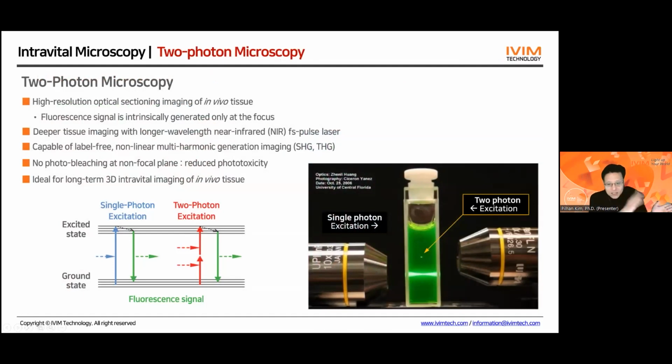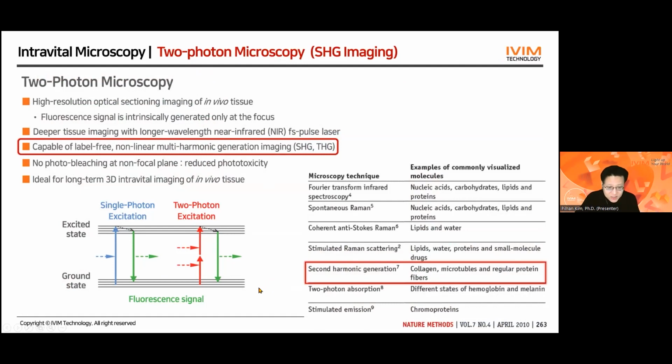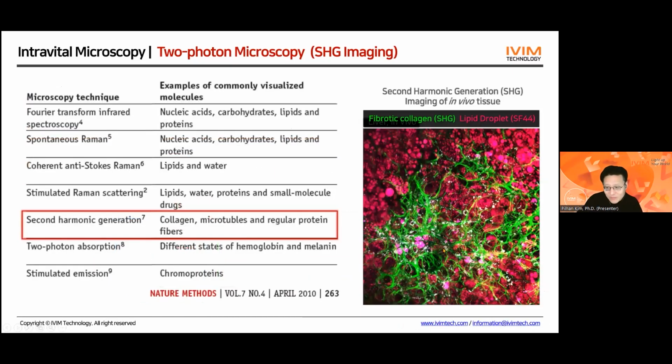Okay, and then in addition to the confocal microscope, we can also use the two-photon microscope for in vivo intravital imaging of live mouse models. In the case of the two-photon microscope, by using a longer wavelength near-infrared femtosecond pulse laser, we can achieve deeper tissue imaging with optical sections. In addition to fluorescence imaging, the two-photon microscope is also capable of multi-harmonic generation imaging without any labeling, like second harmonic generation, SHG. This is particularly useful to visualize collagen in the live tissue of a live mouse model.